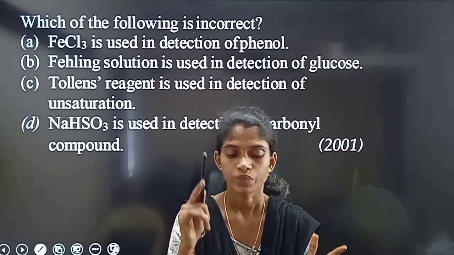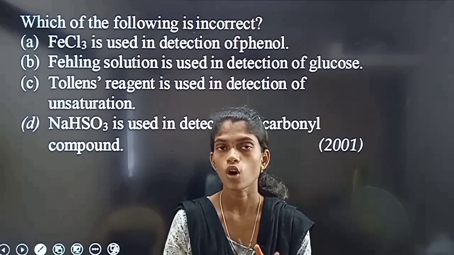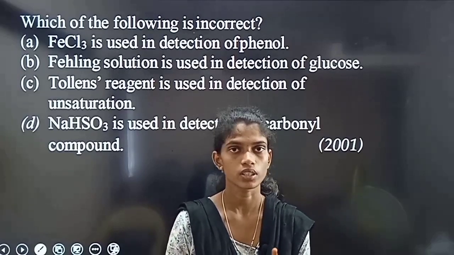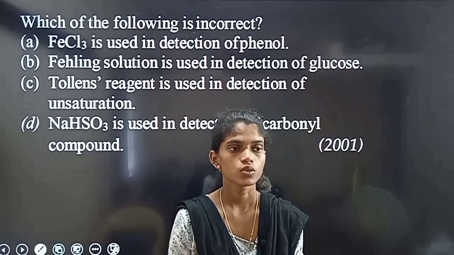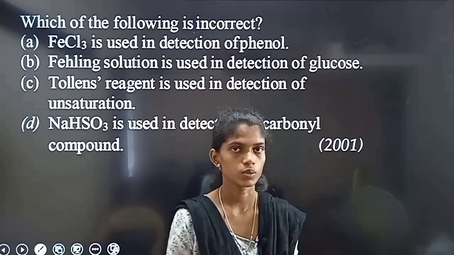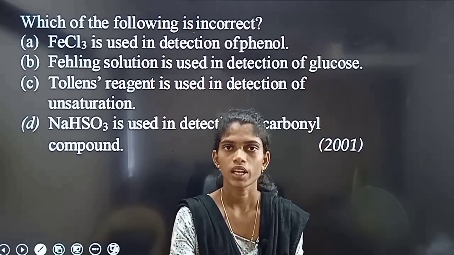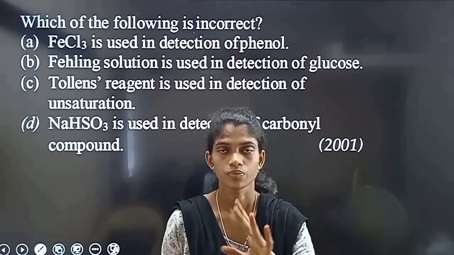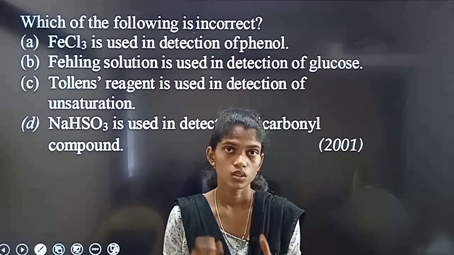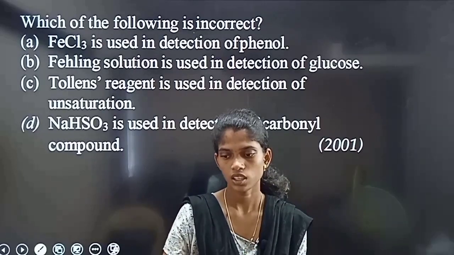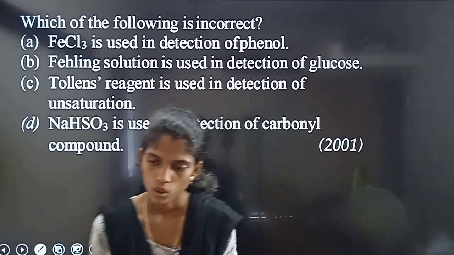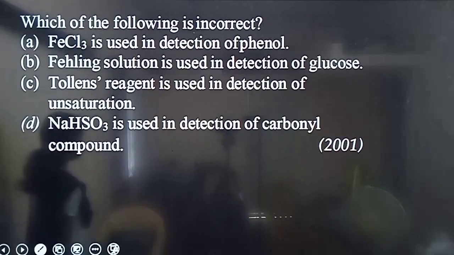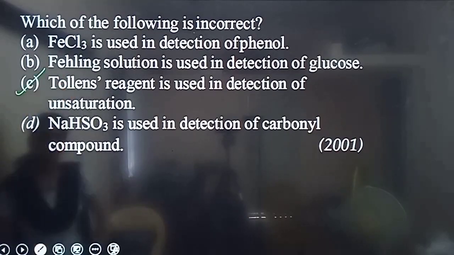Next, Tollens' reagent is used in detection of unsaturation. What do we use Tollens' reagent for? It is used to find out whether a compound is an aldehyde or a ketone. If an unknown compound is given and it is a carbonyl compound, maybe a ketone or an aldehyde, Tollens' reagent is only for aldehyde. We use bromine water to find out whether a double bond is present. So it is not for unsaturation. So option C is the right answer.